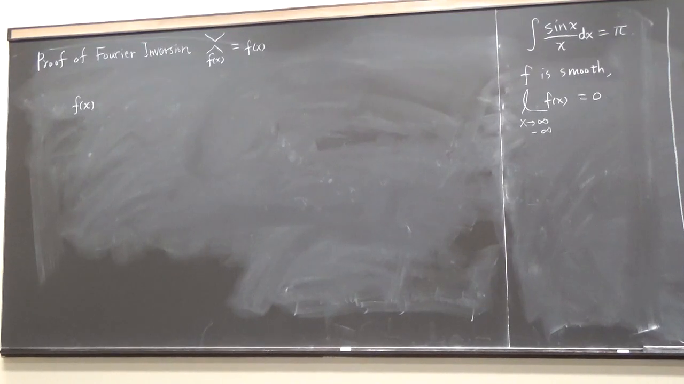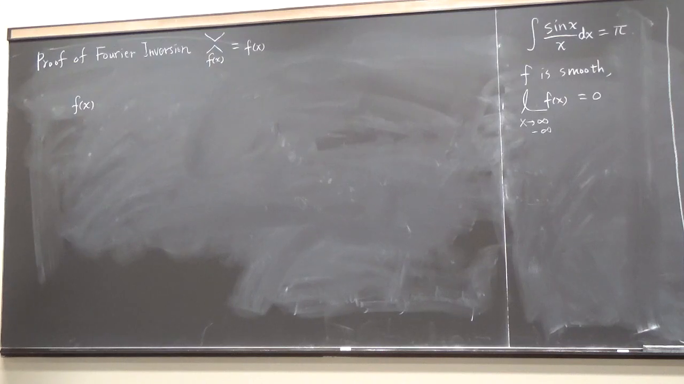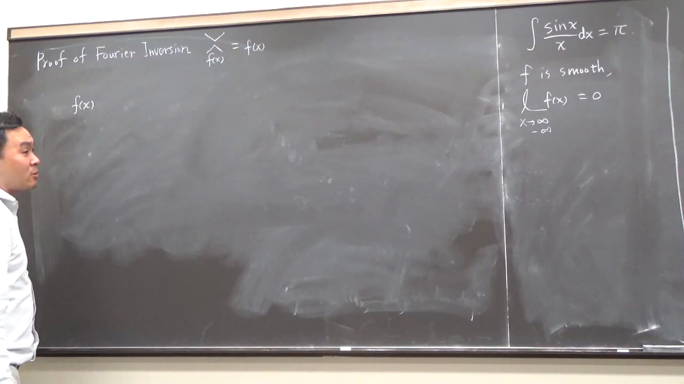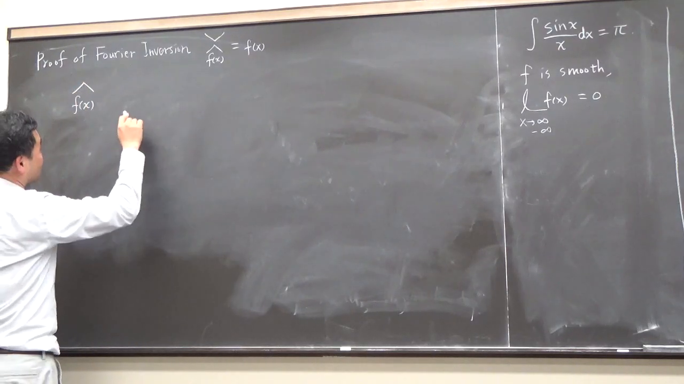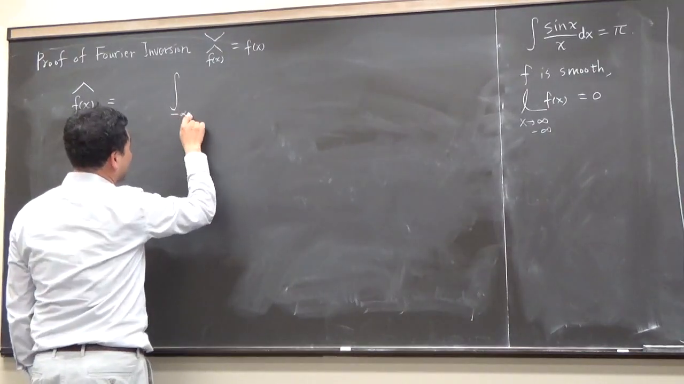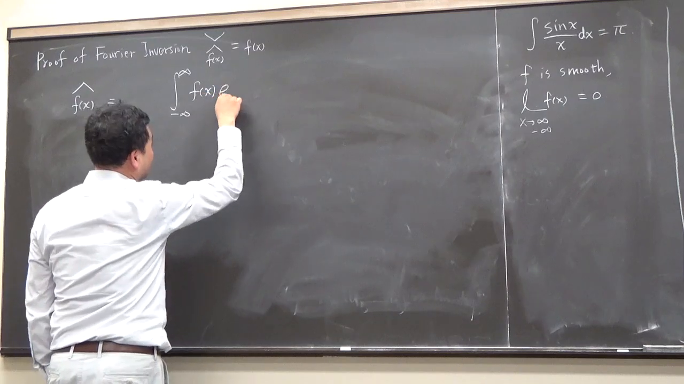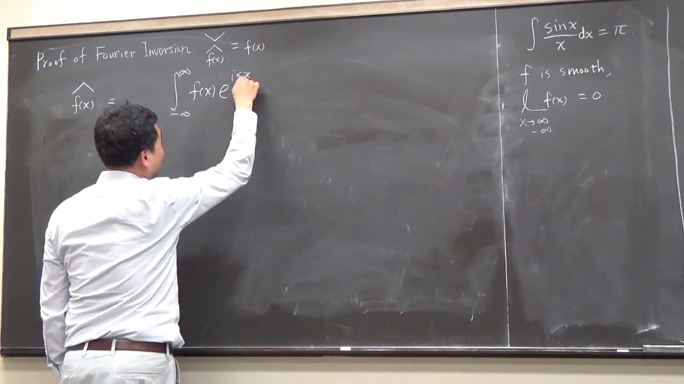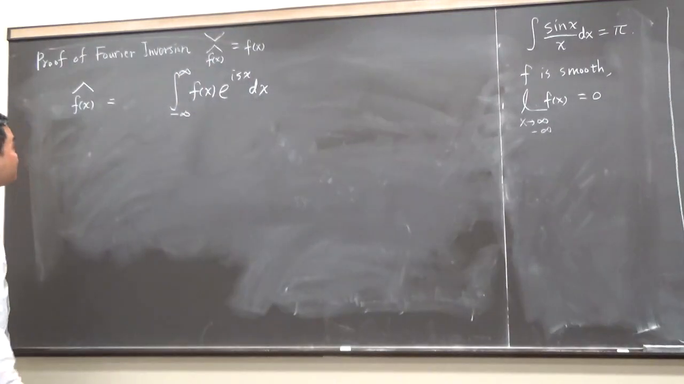Okay, since I messed up the proof during the class, let me do this again. What I want to prove here is the Fourier inversion, which is to say that if you have the Fourier transform of f of x, which is by definition the integral from negative infinity to infinity of f of x integrated against e to the isx dx, so you end up with a function of s.